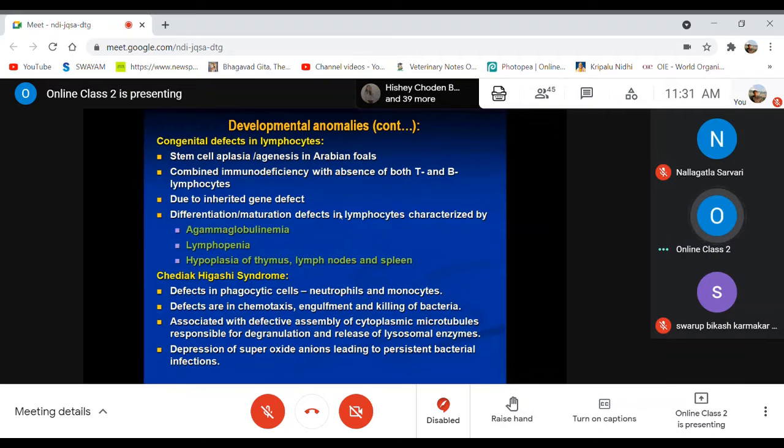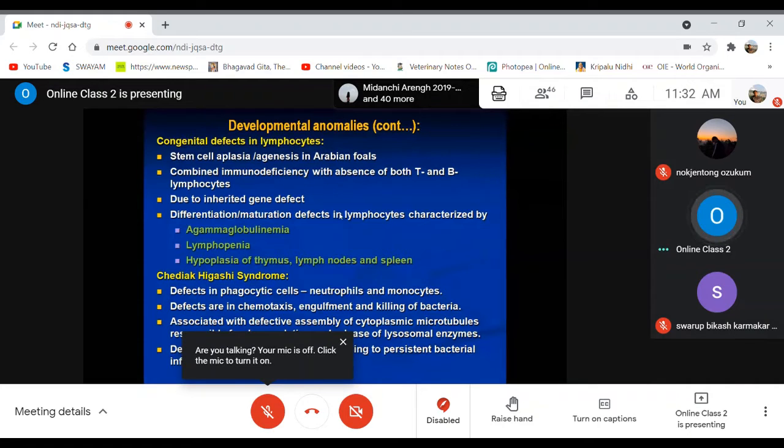So in this syndrome, where the phagocytic cells are defective in nature, it is usually associated with defective assembly of the cytoplasmic microtubules, which are responsible for degranulation and release of the lysosomal enzymes. That's why there will be depression of the superoxide anions, which leads to persistent bacterial infections.